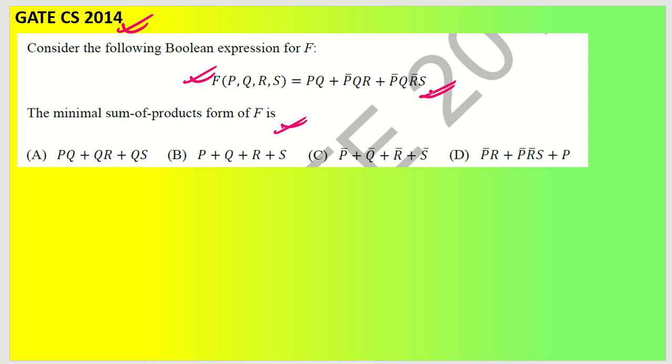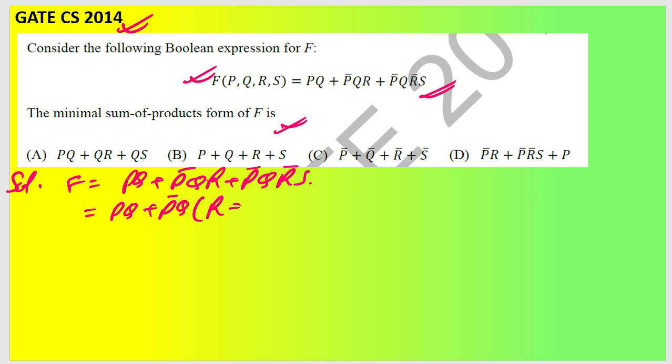So let us do a very simple method. My function is PQ plus P bar QR plus P bar Q R bar S. This can also be written by taking P bar Q common, so I can write it as PQ plus P bar Q into R plus R bar S. From here you know already that A plus A bar B is equal to A plus B, so R plus R bar S will become R plus S. So we can write it down as PQ plus P bar Q into R plus S. Okay, so it's very simple.